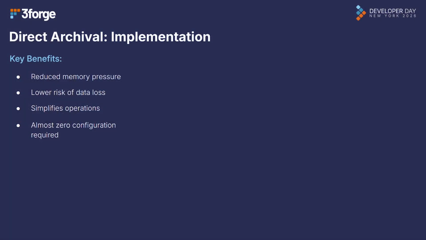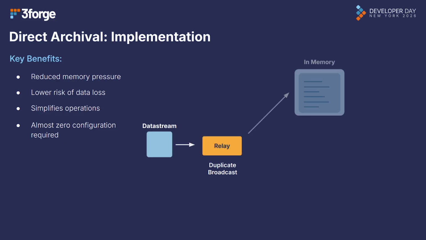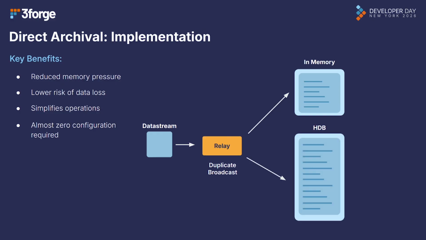So again, you have your data stream coming in, it hits the relay. Now here you set something called duplicate broadcast. So one copy will end up in the in-memory database and the other copy will get inserted into HTTP. Now the difference here is inside the in-memory database, you would set something called upsert. So you only keep the latest state of each record and HTTP stores the full trail. So you can always get a real-time view of the in-memory database.